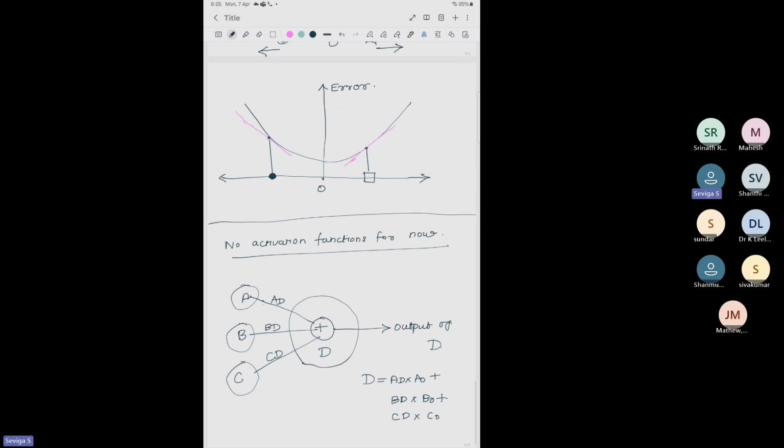Later on, we will understand how we work with the activation functions, but to understand the concept of back propagation properly, we are going to do this.